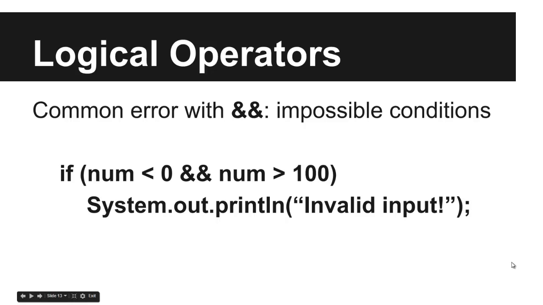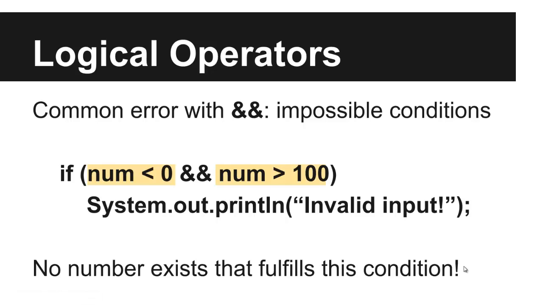A common error that we'll see with the logical AND is an impossible condition. So for example, this number is less than 0 and number is greater than 100. There exists no number in the history of numbers ever. There exists no numbers that are simultaneously less than 0 and greater than 100. It doesn't exist. This is a really common mistake, and it's a really easy mistake to make, and I just want you to see it right now so that way you know.